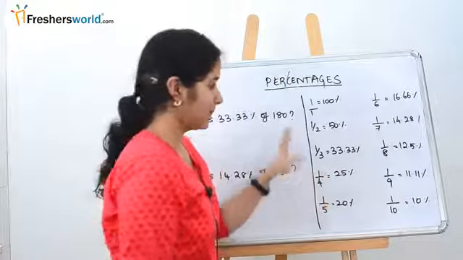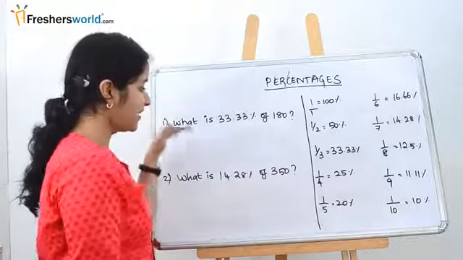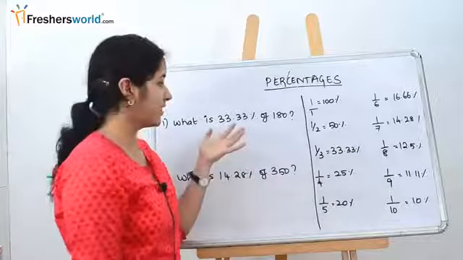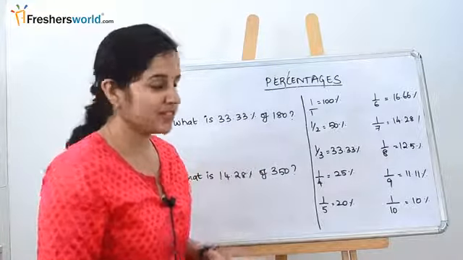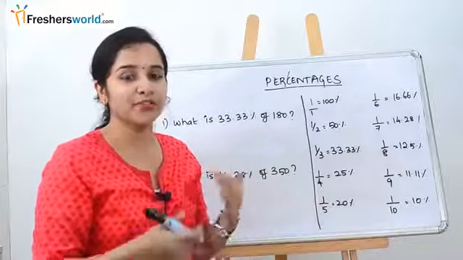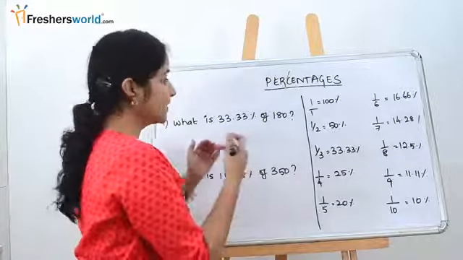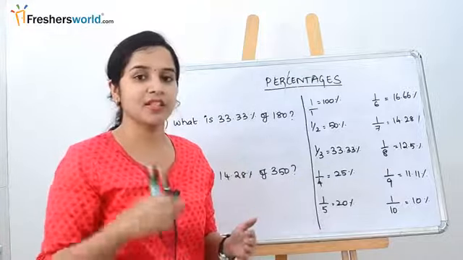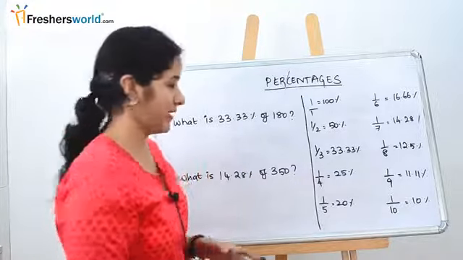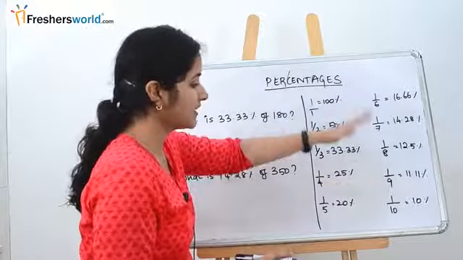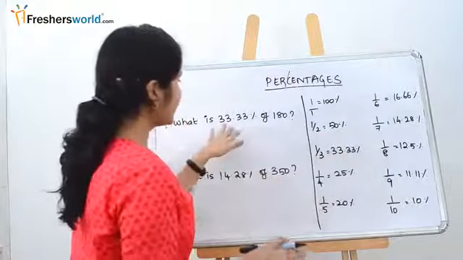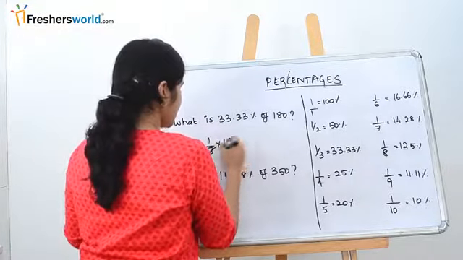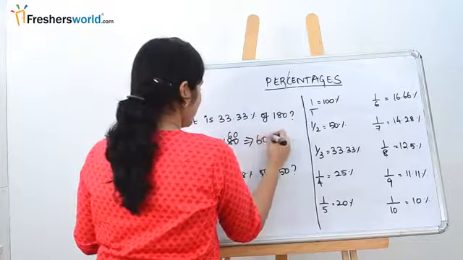Where is this useful? Let's take a question. You could find these questions a lot in aptitude examinations. They will ask what is 33.33% of 180. If you didn't know any of this, you would have to use the elaborate method like 33.33 divided by 100 into 180. That's very time consuming in an aptitude exam. If you know these tables by heart, you will know directly that 33.33% is nothing but 1 by 3. So 1 by 3 into 180 is nothing but 60. So directly you know it is 60.